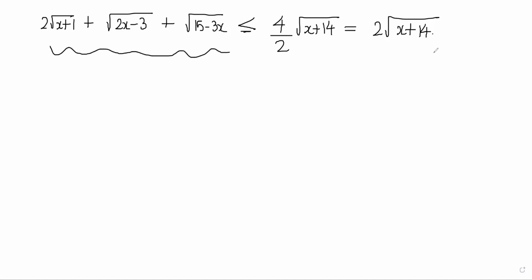Now we have this inequality right now. So we know that x plus 1, 2x minus 3, and 15 minus 3x cannot all be equal.